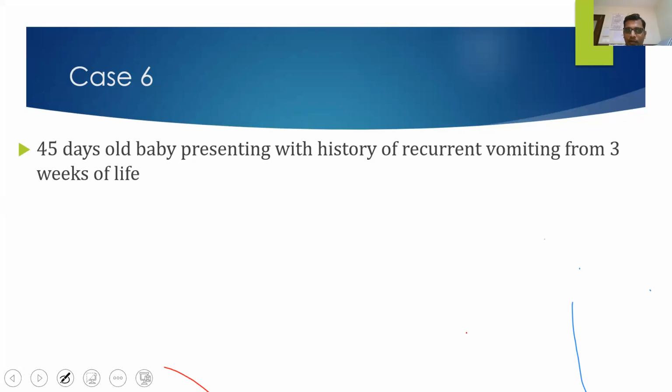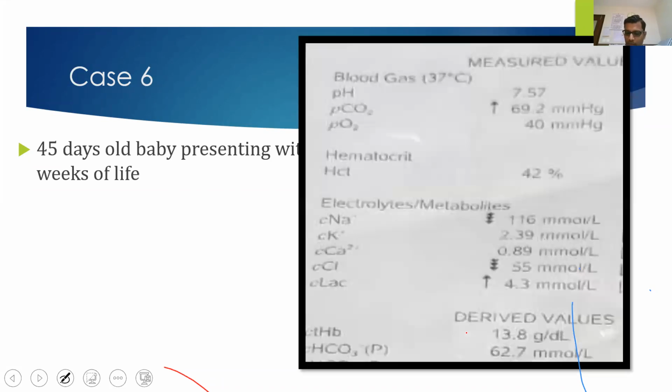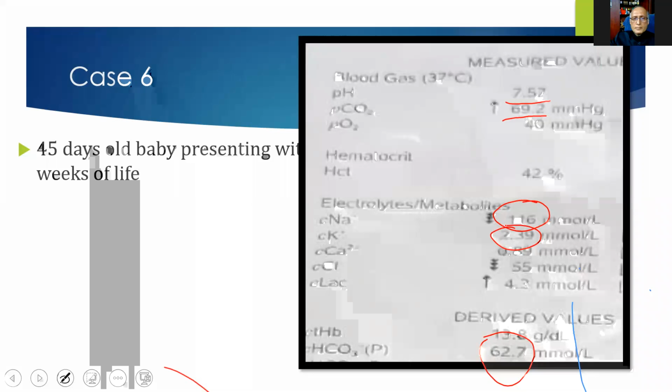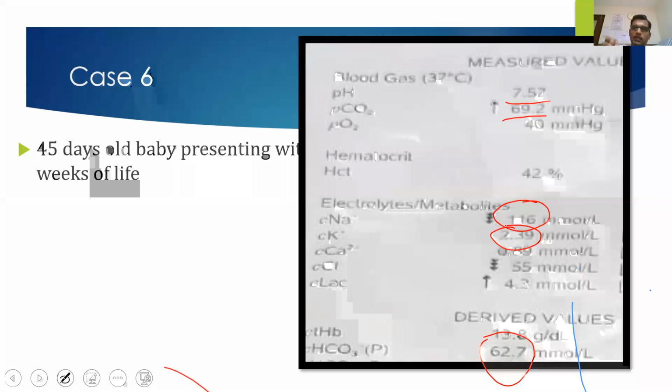A 45-day-old baby with a history of recurrent vomiting from the 3rd week of life. This is a real-time example which was sent by one of my friends 2 days back. You can see the pH is 7.57, PCO2 69, bicarbonate 62. This is a classical case scenario. You can see there is severe hyponatremia, hypokalemia also. Any answers, Gayatri? No, sir. So this is the classical partially compensated metabolic alkalosis.